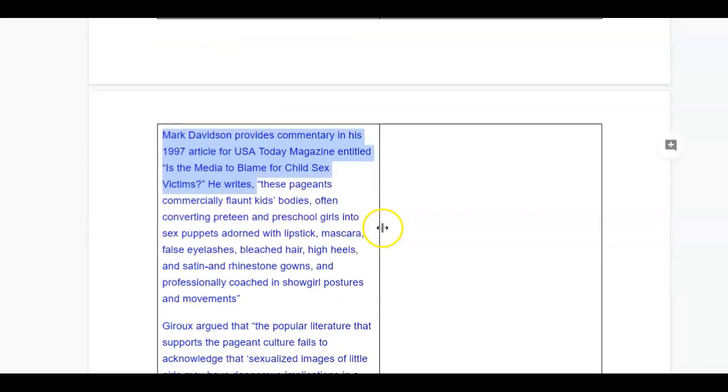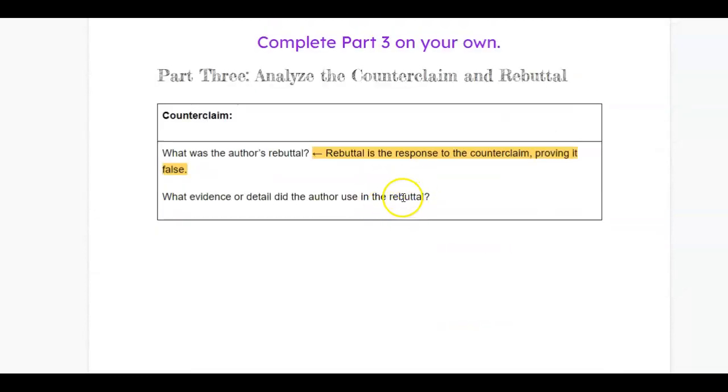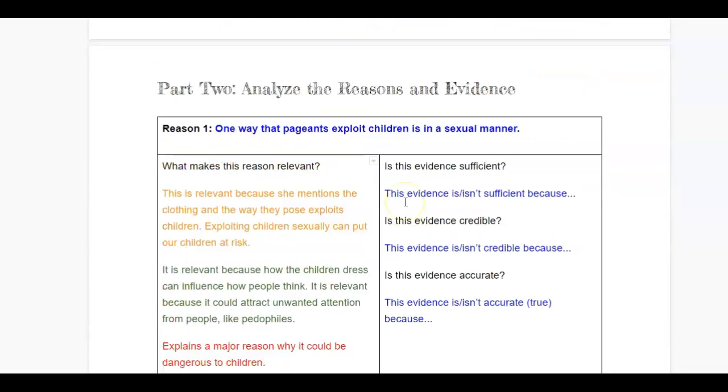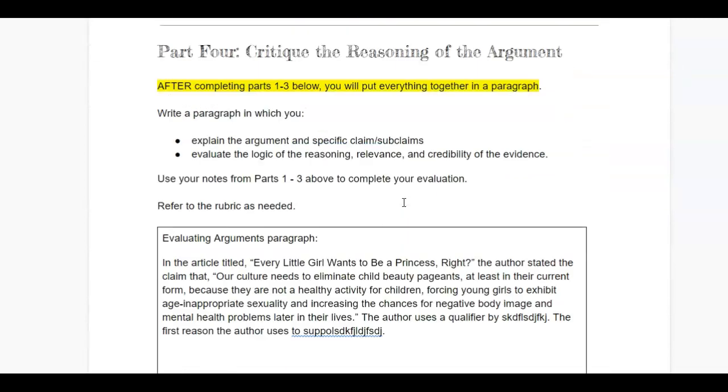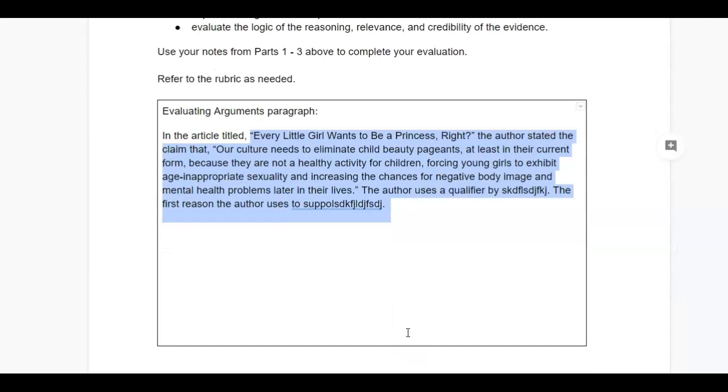Okay, so you're just using each piece of your chart. You do the same thing for reason 2, and then the same thing for counterclaim. And all of that information is what is basically building your paragraph up here. Okay? Once you're done with your paragraph, then that's what you would submit for your checkpoint 1, and then you would be done with checkpoint 1. Let me know if you guys have any questions.